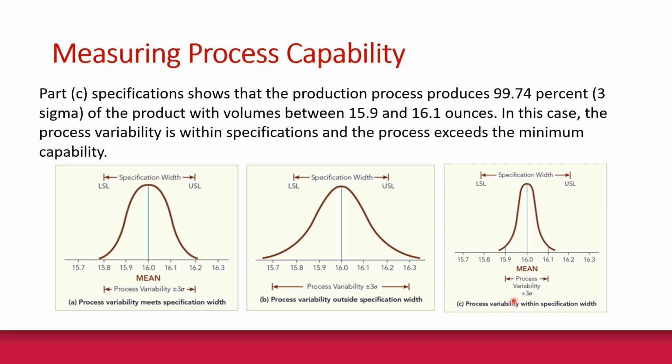So finally, let's take a look at part C. Here in part C, we can clearly see that the histogram of our process falls completely within the specification limits. This chart is at plus 3 sigma and minus 3 sigma from our target, which is 16 ounces, and 99.74% of the product falls well within the specification limit. So obviously, part C here is better than any of these as far as a process capability analysis.